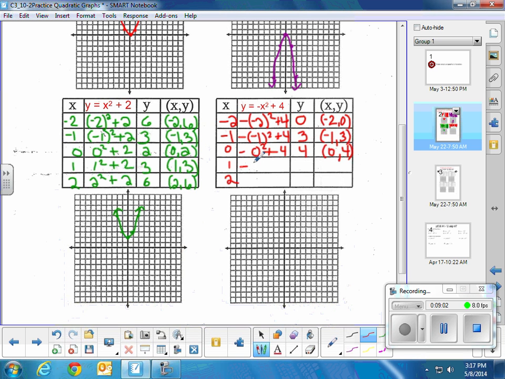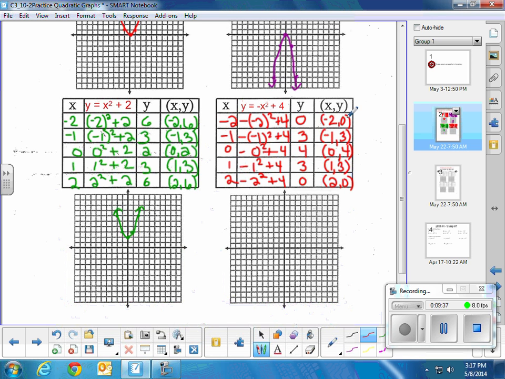Now we want the opposite of 1 squared plus 4. 1 squared is 1. The opposite of 1 is negative 1. Negative 1 plus 4 is 3. So 1, 3 is that ordered pair. Now we're going to plug in a 2. The opposite of 2 squared, plus 4. 2 squared is 4. The opposite of 4 is negative 4. Then negative 4 plus 4 is 0. 2, 0 is that ordered pair.